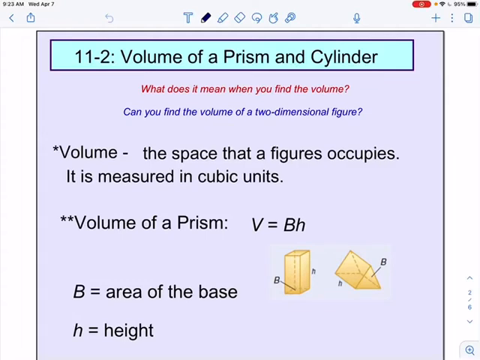This video is all about 11.2, which is going to be the volume of a prism and a cylinder. Again, you're going to have a quiz after section 11.3.